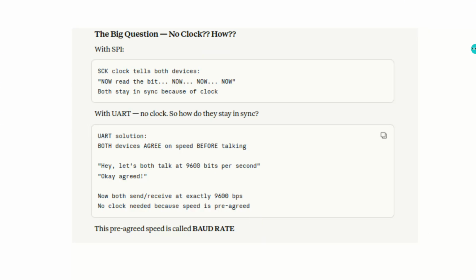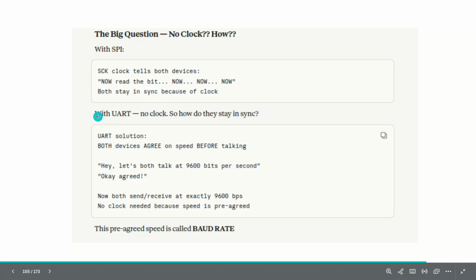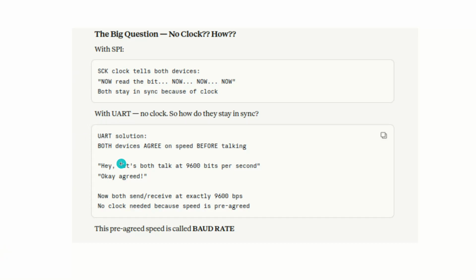Okay, now let's see why there is no clock. With SPI we have said the SCK clock wire tells both devices now you can read the bit, right? So both these devices are in sync. But with UART you have understood that there is no clock. So how do they stay in sync? How do the two devices stay in sync?